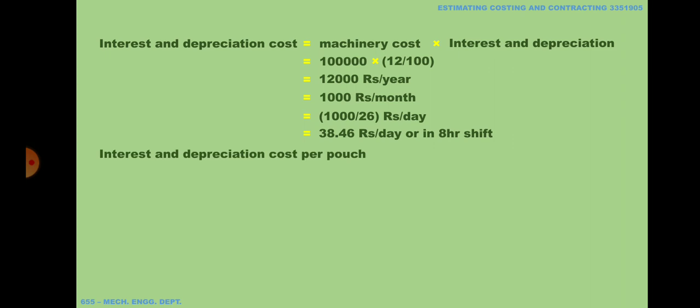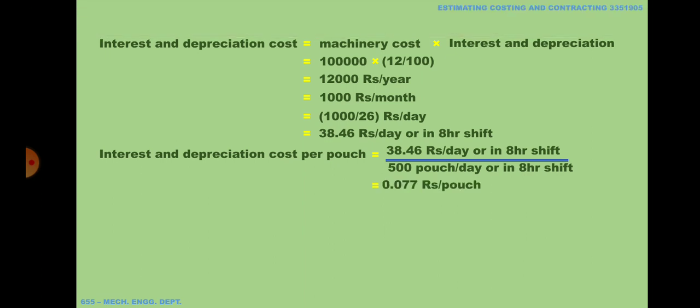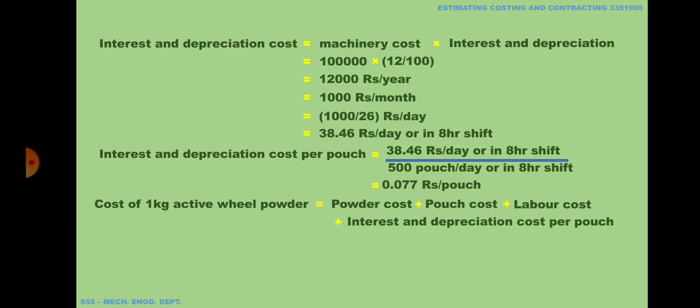Now interest and depreciation cost per pouch is equal to 38.46 rupees per day divided by 500 pouches per day, which is equal to 0.077 rupees per pouch. Now the cost of 1 kg Active Wheel powder is equal to powder cost plus pouch cost plus labor cost plus interest and depreciation cost per pouch plus power cost. So it is equal to 26 plus 1 plus 0.3 plus 0.077 plus 0.15.